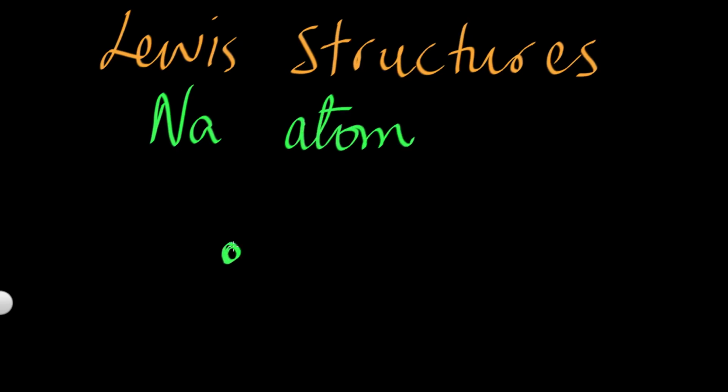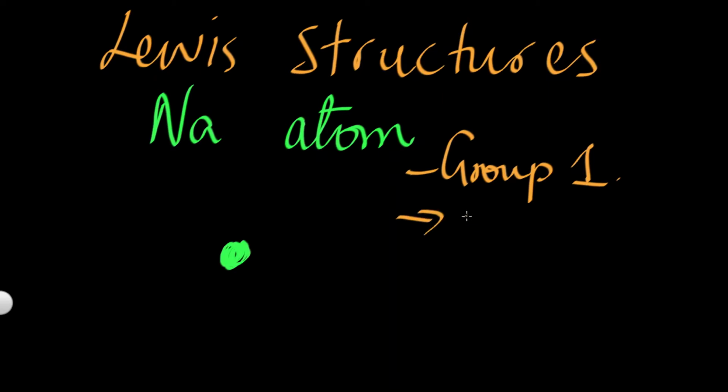If I call this the nucleus, this is the nucleus of the sodium atom. And sodium is in group 1 and in period 3. Let me write that down. So sodium is in group 1 on the periodic table of elements, and it is in period 3.